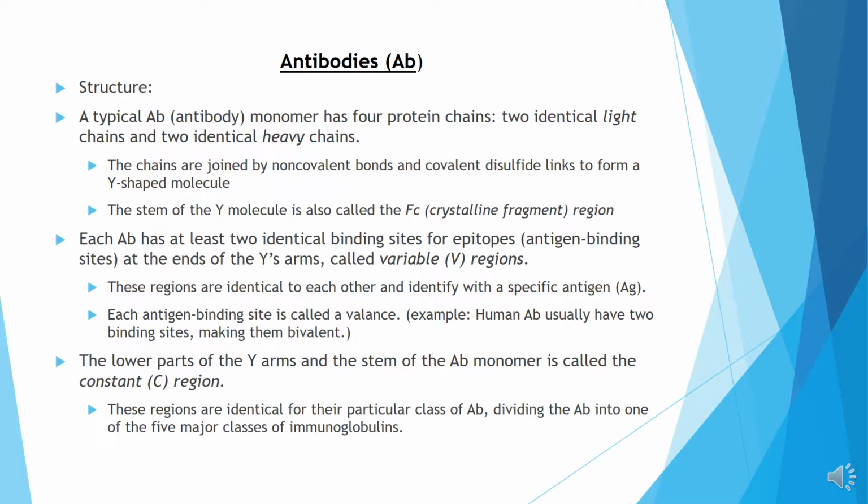So if you were to look at a Y and break it up into a V and a stem, at the very tip of each end of the V would be the variable regions, or the antigen binding sites. These regions are identical to each other and identify with a specific antigen, and each antigen binding site is called a valence. For example, the human antibody usually has 2 binding sites, making them bivalent.